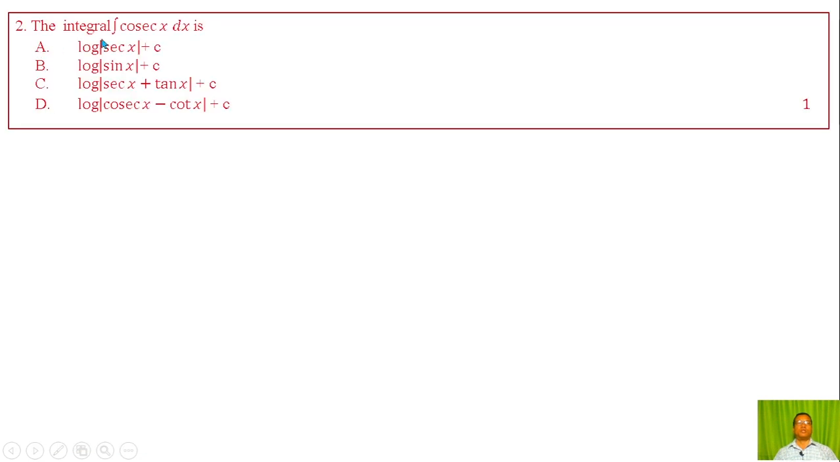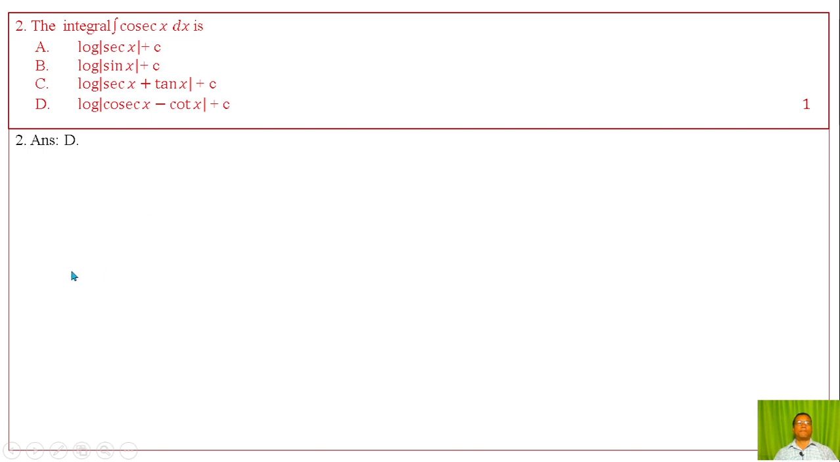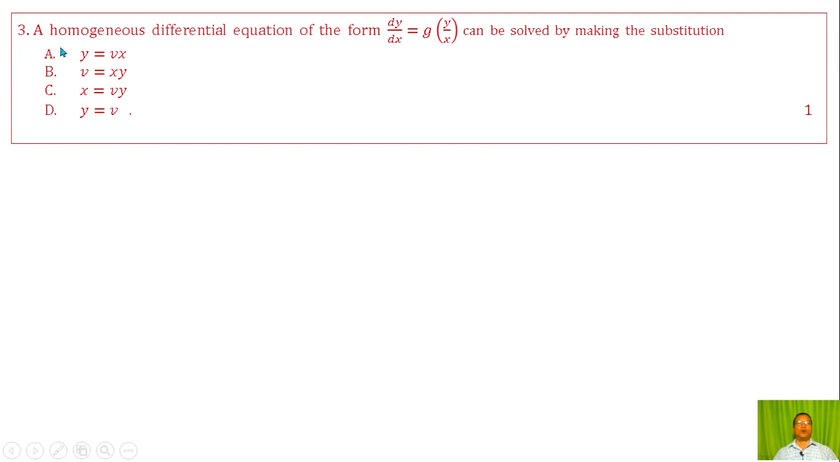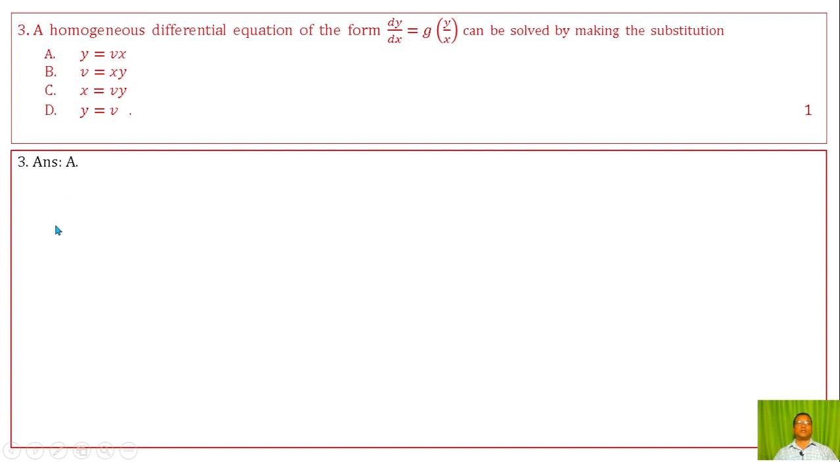Question number 2. The integral of cosec x dx is log of cosec x minus cot x plus c. Answer is D. For question number 3, a homogeneous differential equation of the form dy by dx equal to g of y by x can be solved by making the substitution: a. y equal to vx, v equal to xy, x equal to vy, y equal to v. Here y is the dependent variable and x is the independent variable. Therefore, the standard substitution is A, that is y equal to vx. Answer is A.